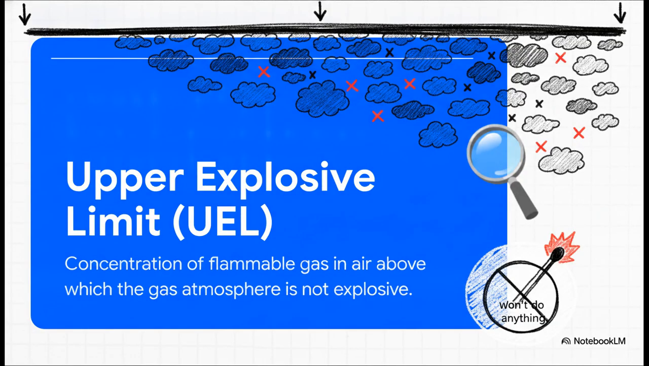On the exact opposite end of the spectrum, we have the upper explosive limit, or UEL. If the LEL is the floor, the UEL is the ceiling. Above this concentration, the mixture is too rich. The space is literally so choked with flammable gas that it's pushed out all the oxygen. And without enough oxygen for combustion, a spark in that environment won't do a thing.